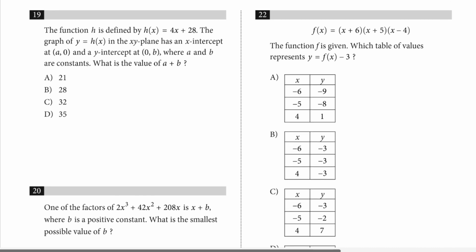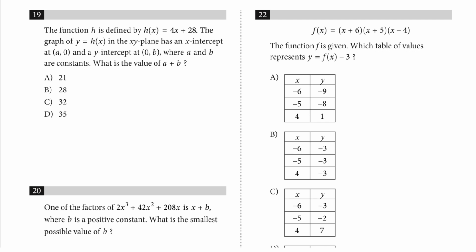Number 19. The function h is defined by h of x equals 4x plus 28. The graph of y equals h of x in the xy plane has an x-intercept at (a, 0) and a y-intercept at (0, b), where a and b are constants. What is the value of a plus b? So what we have to do is find the x-intercept, y-intercept, and then add them together.